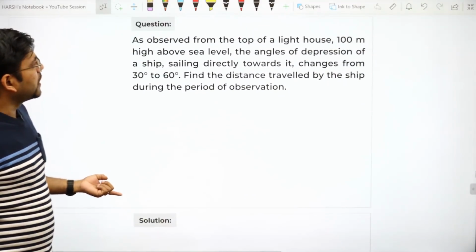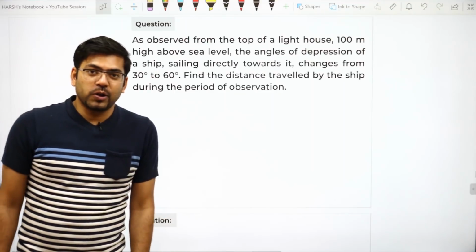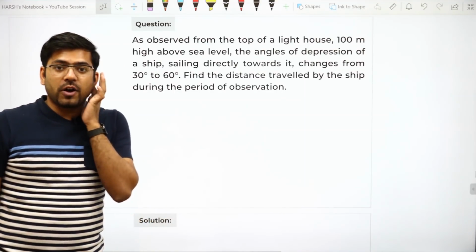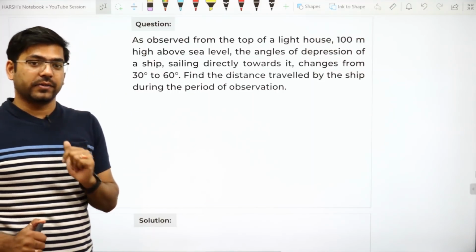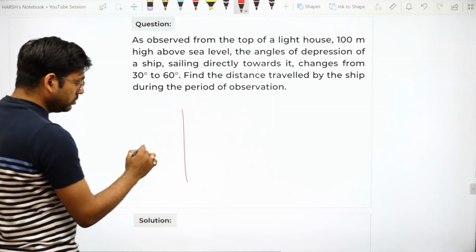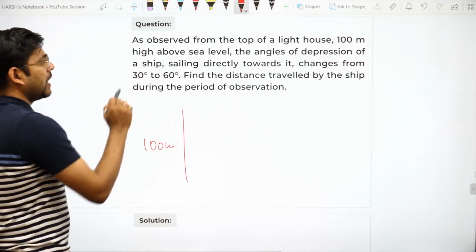I guess this should be the last question, although I don't remember. So, as observed from the top of a lighthouse 100 meter high. Let's make this first: the lighthouse is 100 meter above sea level.